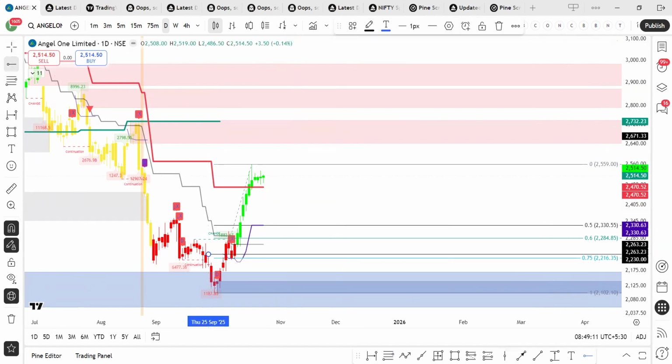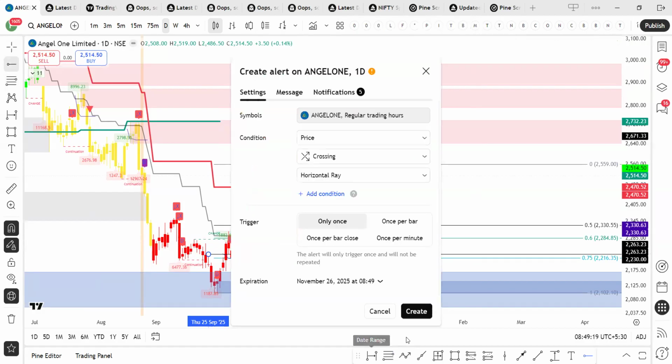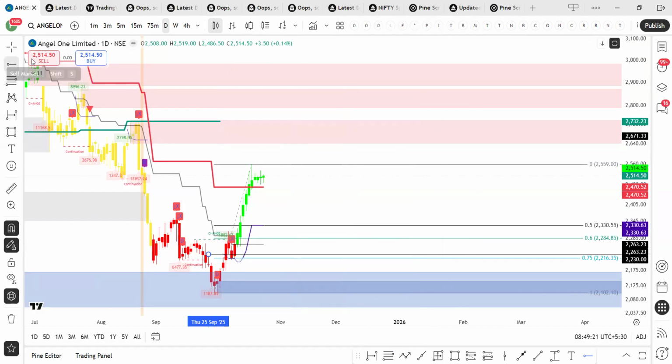I will place an alert at that level, 2230, 2260, somewhere around that level. And when prices come down to that level, I will do the analysis again. Till that time, I don't want to do anything because this has moved rapidly after a nice down move.